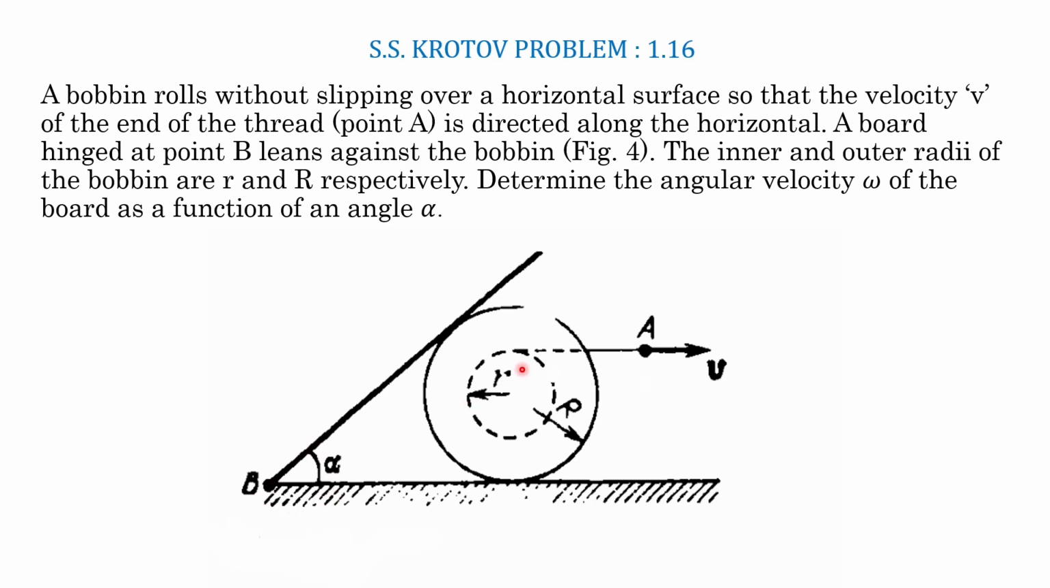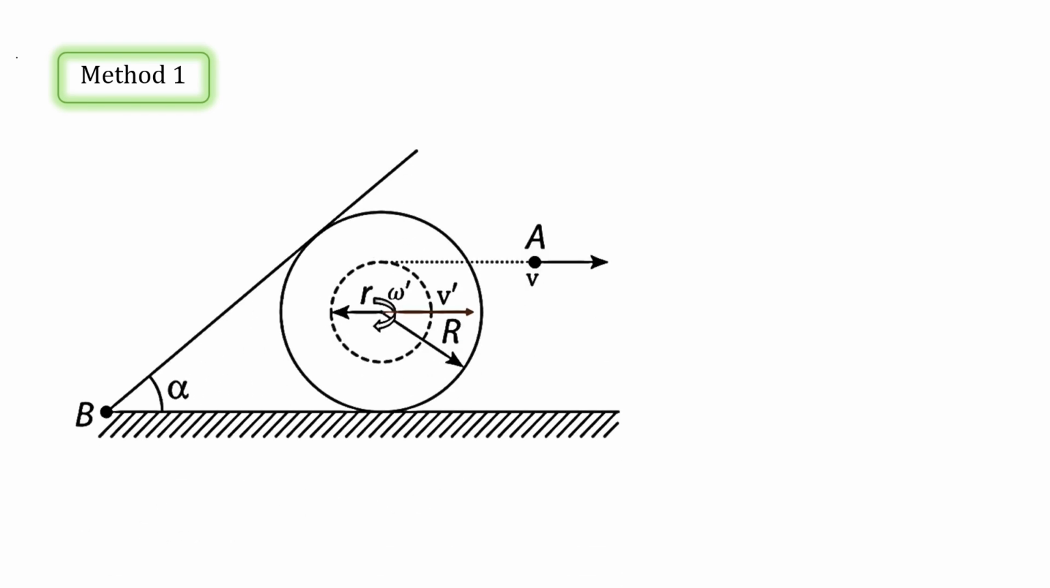So it is very obvious that the bobbin roll will start moving towards the right, and as it does so the board will also start rotating clockwise. So it says find the angular velocity omega of that board as a function of angle alpha. I have mainly discussed two methods here, the best two methods. The first method is purely physical, like pure physics.